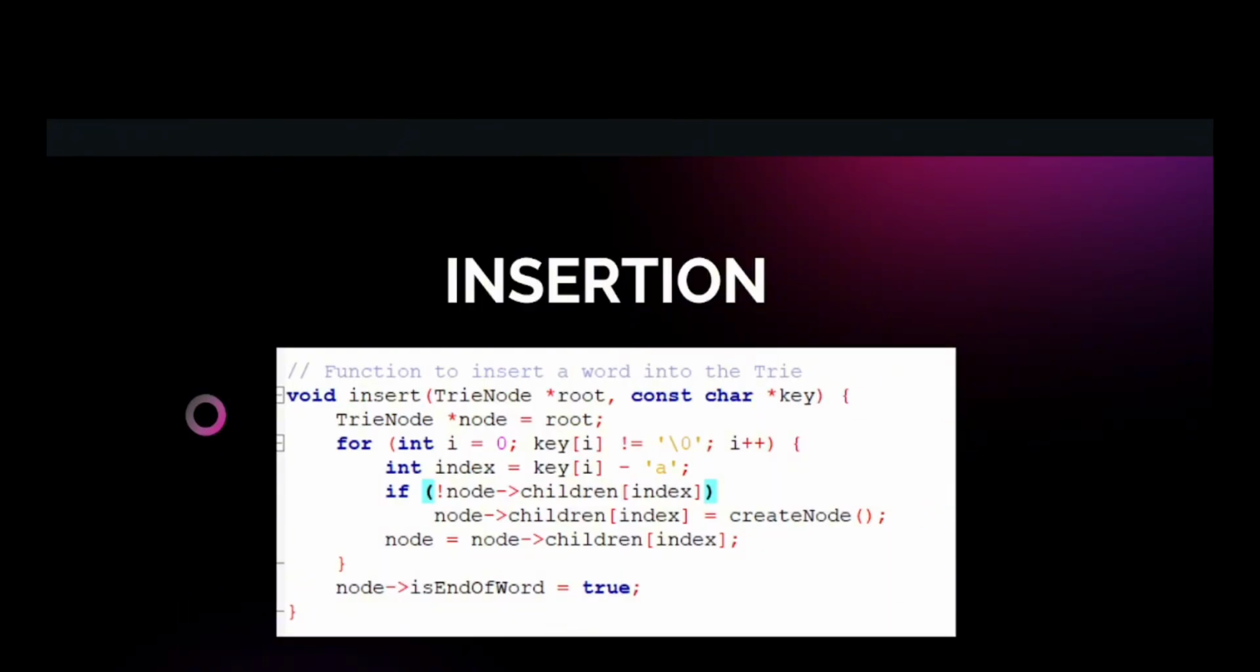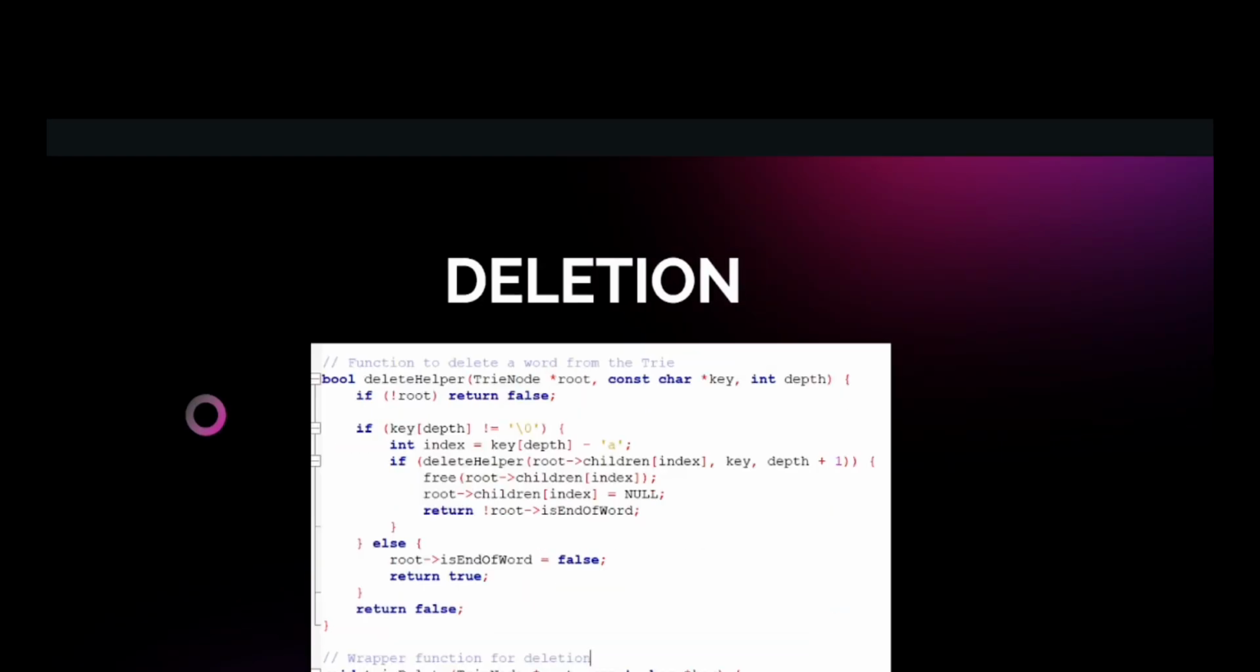So okay, let's now move on to deletion. Here's the code for deletion, guys. Of course, let's define first: we're here to delete or remove a word from the trie. This code consists of a recursive helper function, this delete helper.